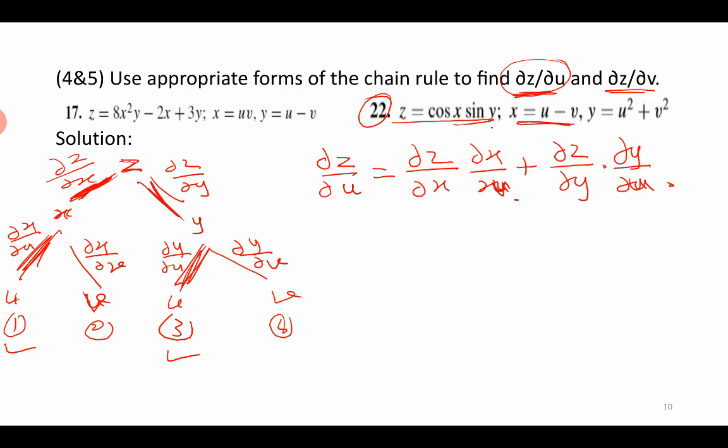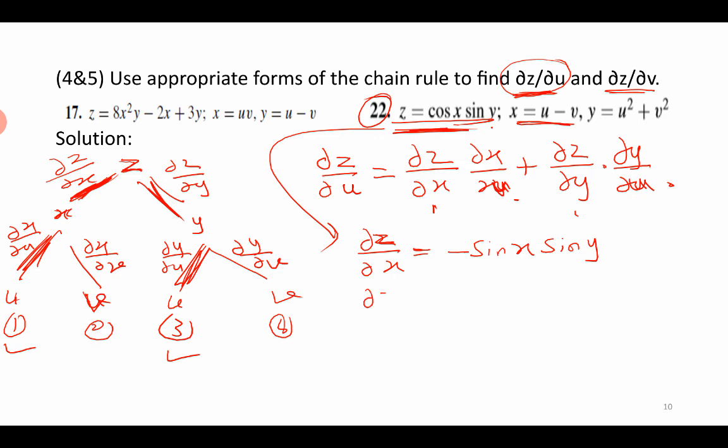Now find all the four terms from this. Let's find dou z over dou x from z. We differentiate z with respect to x partially. When you partially differentiate, the other variable should be considered as constant. Sin y is a constant term, isn't it? So differentiate cosine x. It will be negative sin x, and sin y remains the same because y is the constant now.